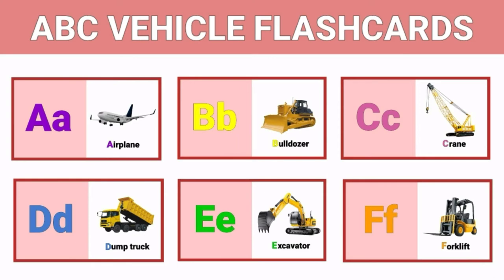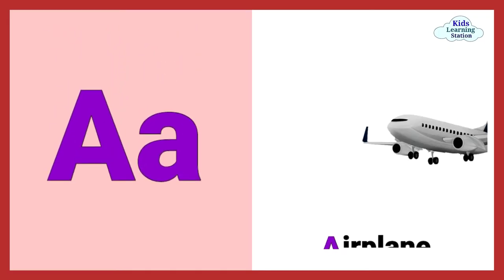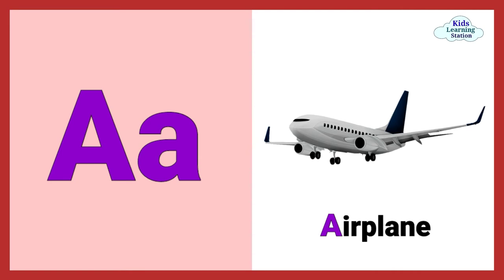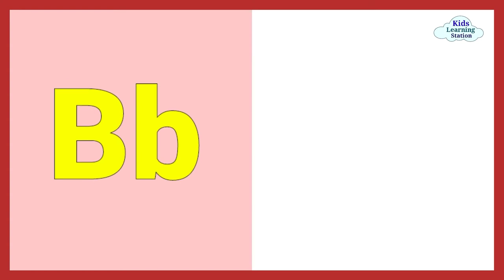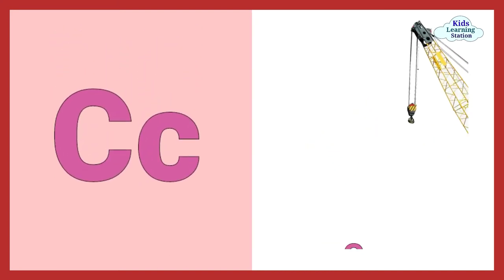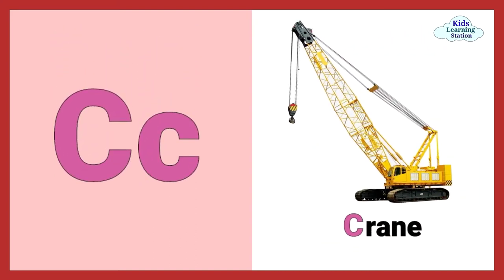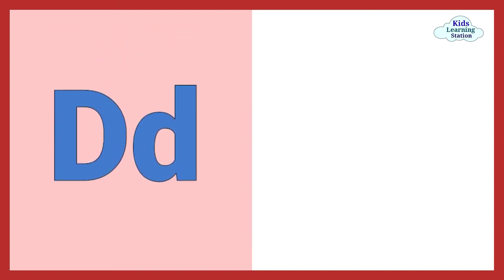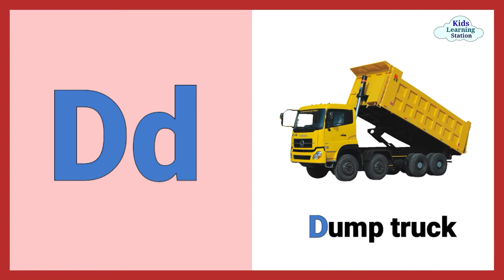ABC Vehicle Flashcards. A is for airplane, airplane. B is for bulldozer, bulldozer. C is for crane, crane. D is for dump truck, dump truck.